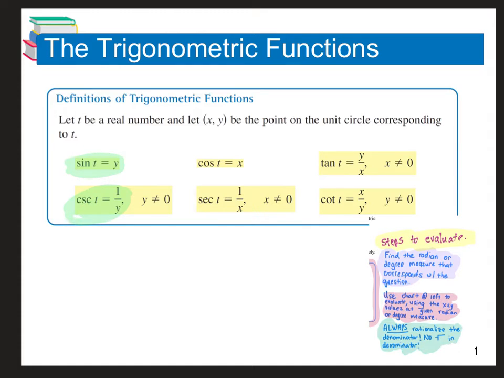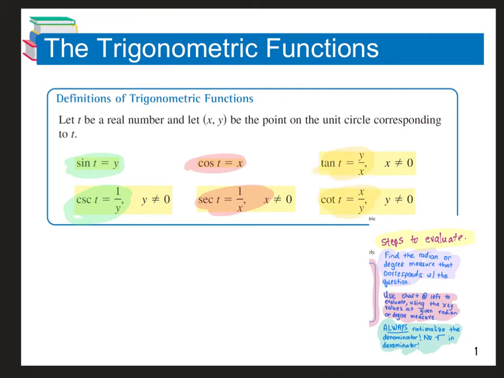Cosine is the x value of the ordered pair. Secant is 1 over that. You just flip it. And then tangent is usually the easiest for us to remember. Tangent is the y value over the x value. Cotangent is x over y.